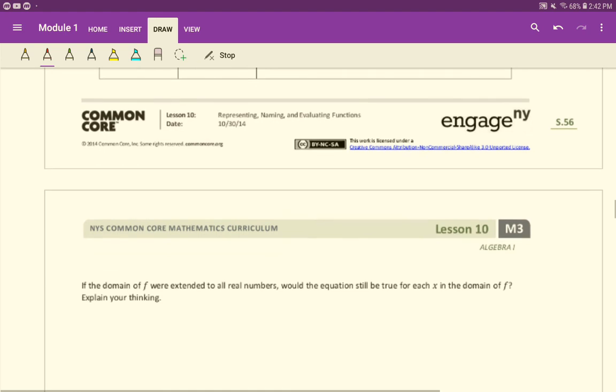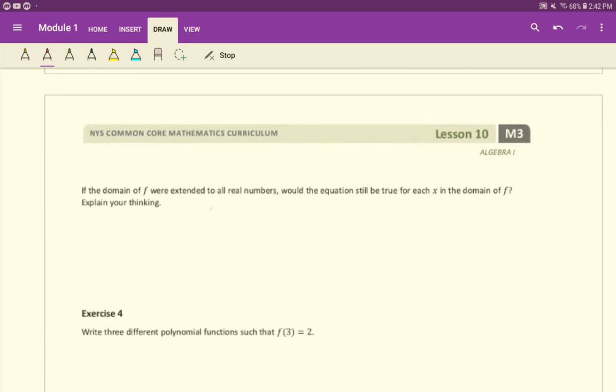All right. If the domain of f were extended to all real numbers, would the equation still be true for each x in the domain of f? Explain your thinking. So, it looks like they're asking us here to change the domain of f, but it did not ask us to change the range. So in other words, we're going to change the domain so that it's all real numbers. So, our domain's going to be, like, -2, 0, 1/2, pi, all these numbers here.